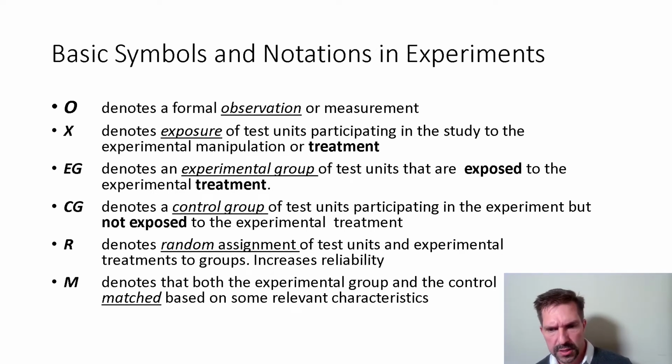All those will be treatments, meaning it's something that we as researchers are manipulating or changing so that we can actually measure its effect. That's what the X stands for, the exposure or the treatment. Then we have EG, which stands for experimental group. This will be a group of customers in our case, or participants in general, that will actually be exposed to the experimental treatment, whatever that is that we were alluding to before.